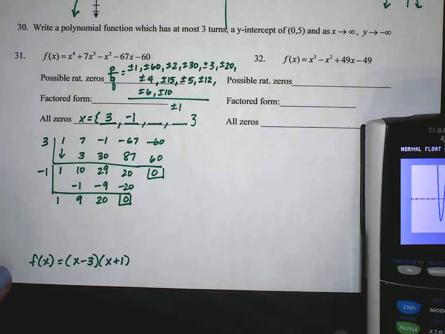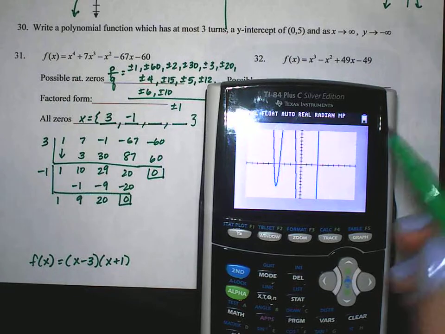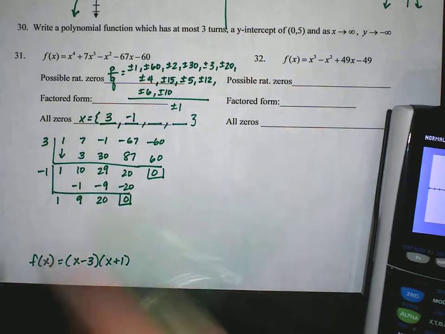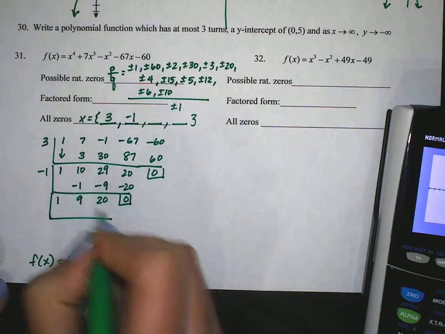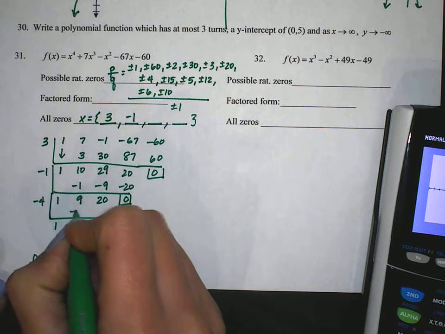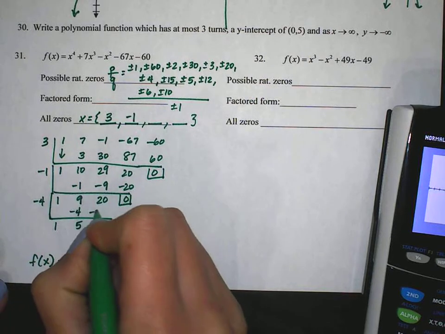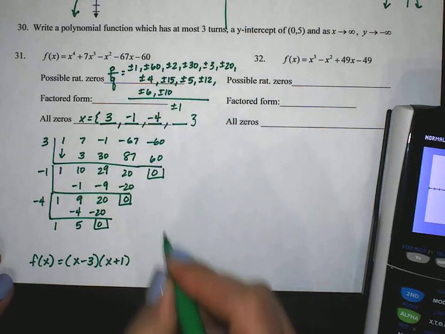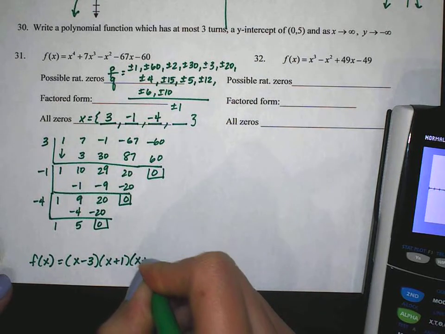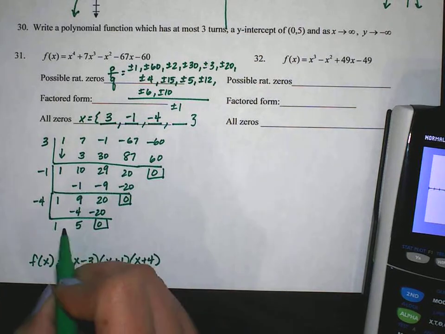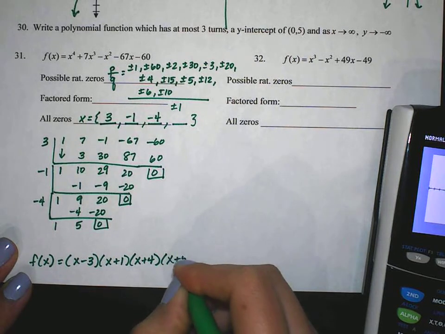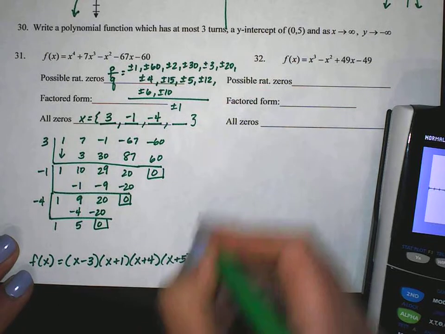Or I could choose another one of these x-intercepts. If I choose another x-intercept, let's use negative 4. So 1, negative 4, 5, negative 20, 0. Okay, negative 4 ended with a 0, so I can put x equals negative 4. Here I'll put x plus 4. And then I'm down to two numbers here. So remember, this is remainder, constant, x. So this is x plus 5. If I set that equal to 0, I get negative 5.